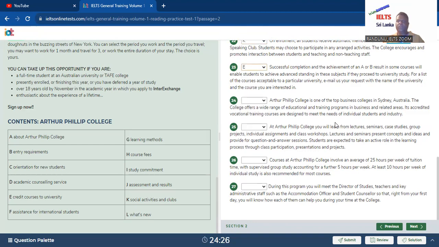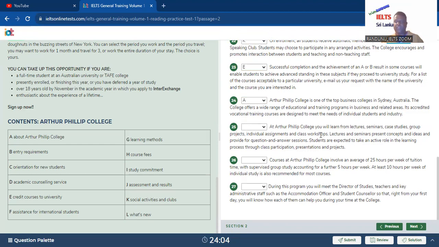Next one, Arthur Phillip College is one of the top business schools in Sydney. So it is about the introduction to Arthur Phillip College. That is A, right? You don't need to read the full thing. By reading the first line itself, you can understand.